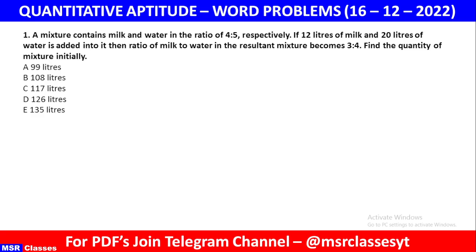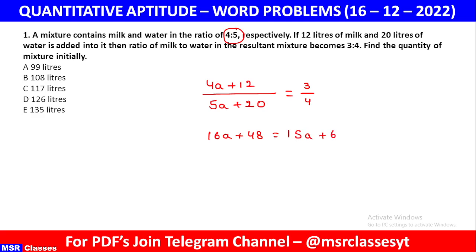Initially the ratio of milk and water is 4:5, so 4a and 5a. 12 liters of milk is added to it, and 20 liters of water is added to 5a. Now the ratio is 3:4, so 16a plus 48 equals 15a plus 60. A value is 12. The question asks for the initial quantity of mixture, which is total 9a. 9a is 9 times 12, 108 liters is the final answer for this question. Option B. Done.